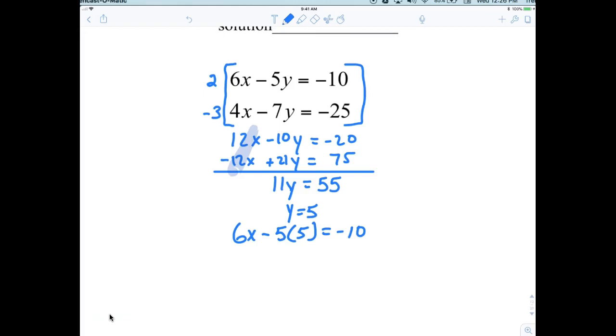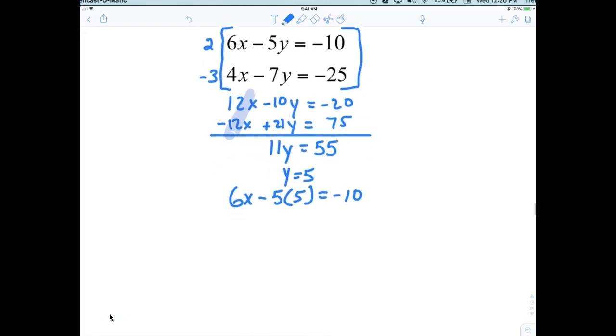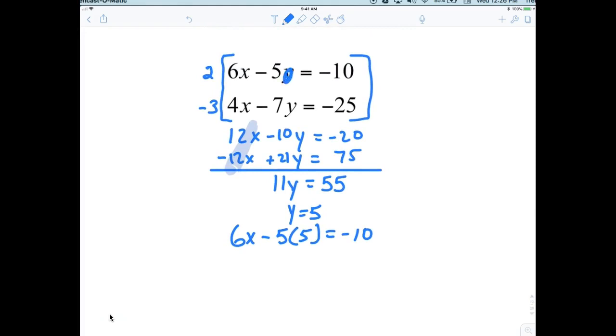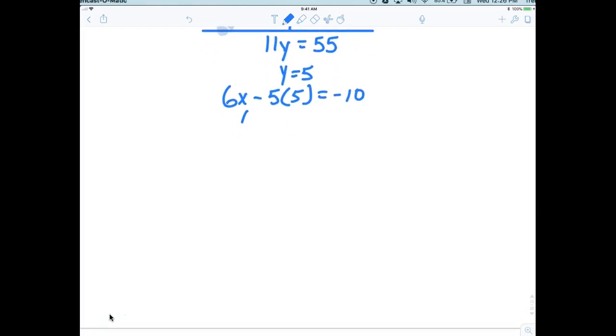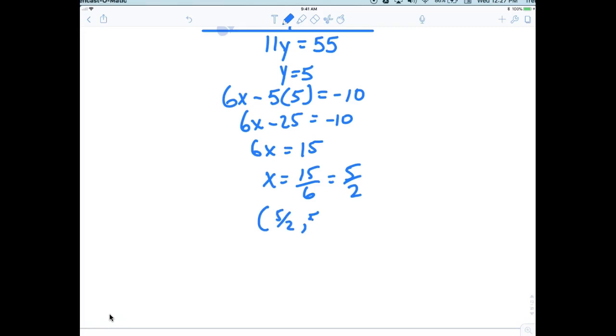Since you're multiplying 5 plus y, would it be 25y? No, 25. Listen to me, I'm making this y right here a 5. I'm replacing y with 5. So now finish solving. 6x minus 25 equals negative 10. So now I have 6x is equal to 15, and so x equals 15 over 6. Then we reduce that by 3: 5 over 2. So my answer is 5 over 2, comma 5.